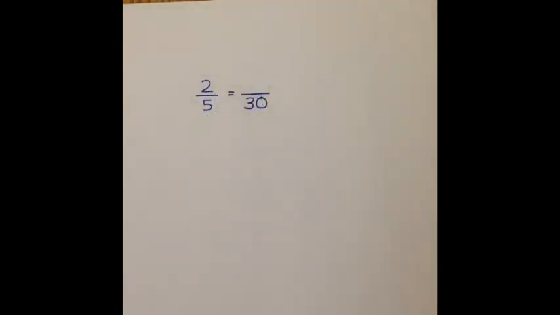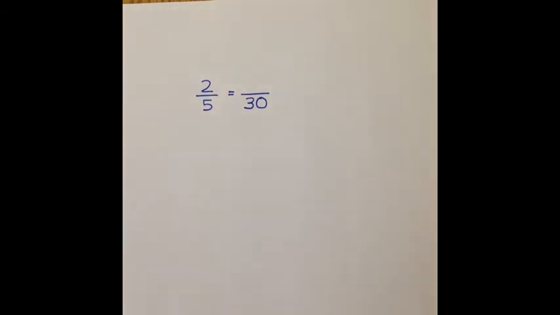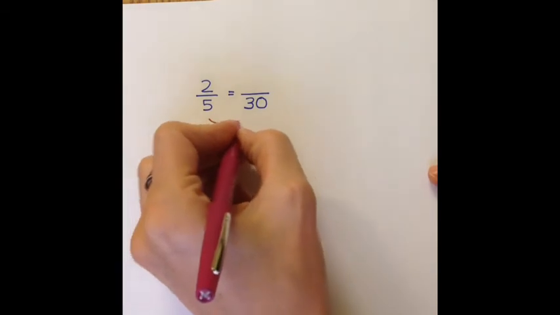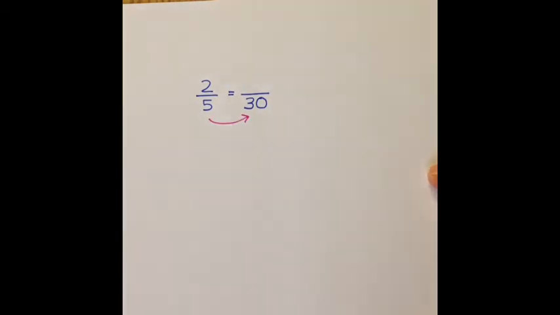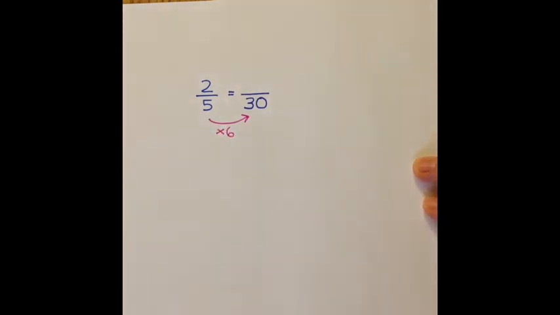Let's try a couple more examples to find more equivalent fractions. So we want to figure out 2/5 is equivalent to how many 30ths? Using the same strategy we just talked about, I know to get from 5 to 30, I have to multiply 5 by 6. In order to keep these fractions equivalent, if I multiplied the denominator by 6, I must multiply the numerator by 6.